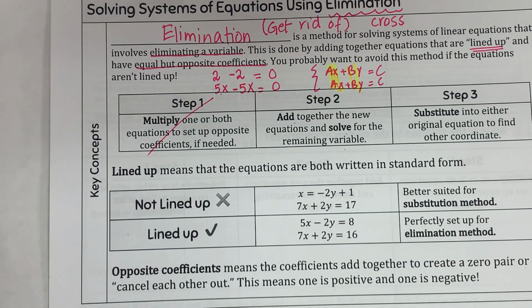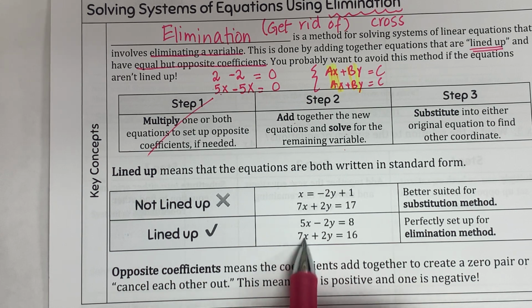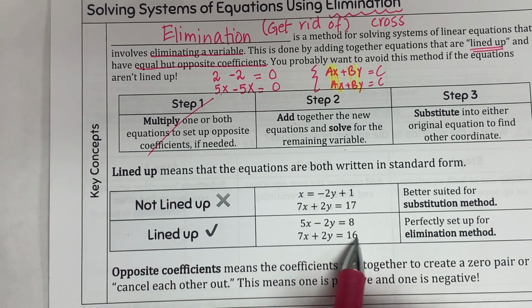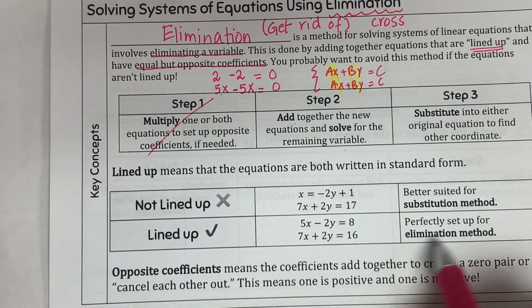Now what does lining up mean? I already explained that it means ax and by, so the x terms should be lined up, the y terms should be lined up, and c should be lined up with c. This is lined up. So this type of equation is perfect for elimination.